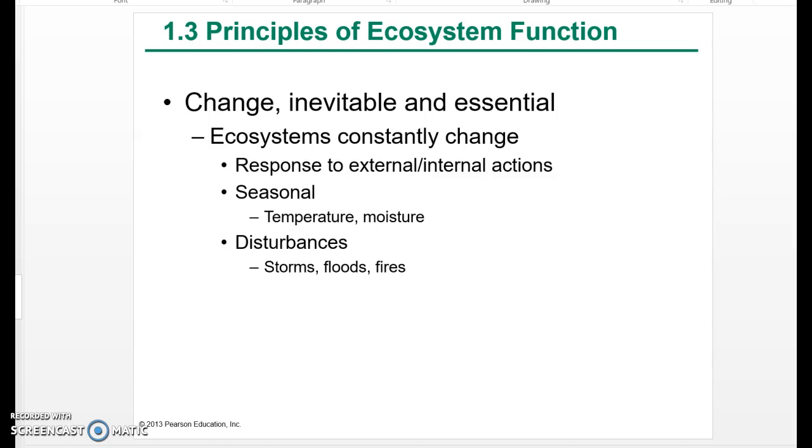So the fourth principle of ecosystem function is change is inevitable and essential. Ecosystems are constantly changing. They respond to external and internal actions, and it doesn't mean that everything's bad. Sometimes good comes out of bad. Storms are actually really good for the environment. Some forest fires, that are not, of course, intentionally set, are actually needed.